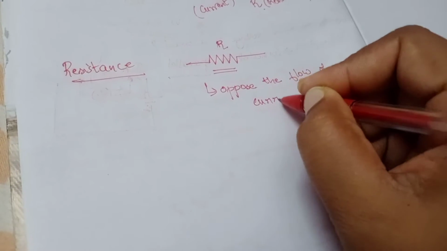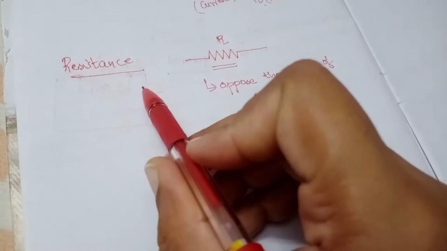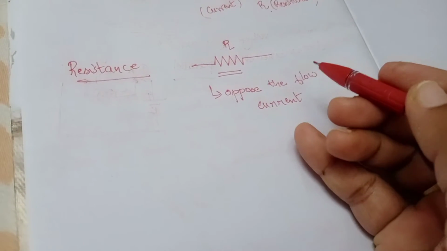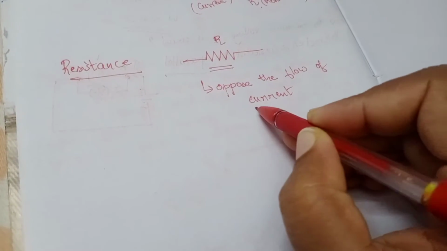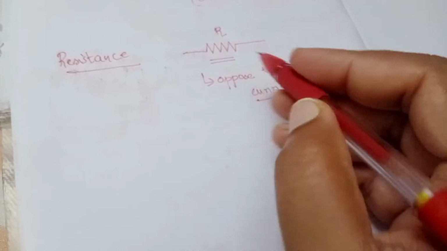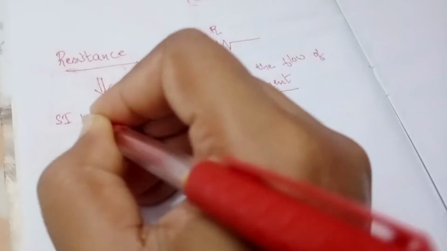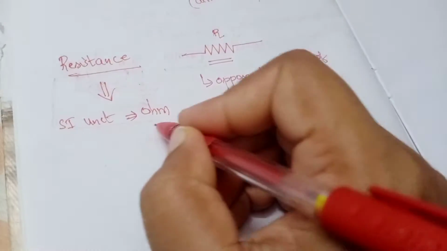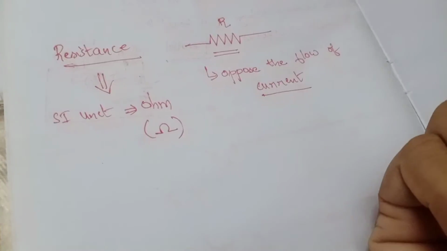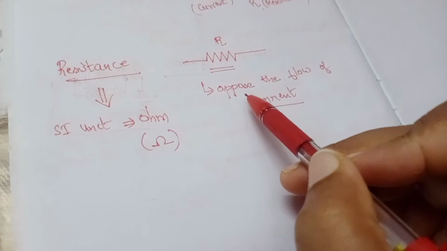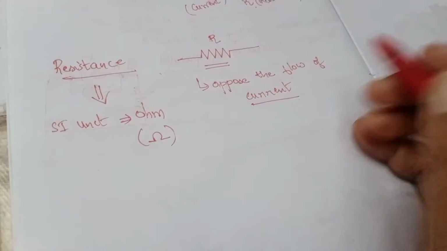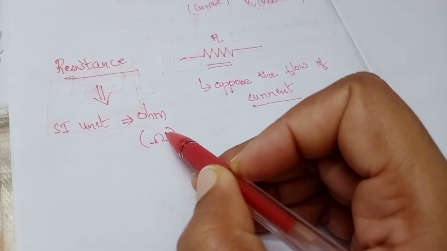What do we mean by opposing? Opposing means it blocks. So resistance means the property by which the current is blocked, or it retards or decreases the flow of current. The SI unit of resistance is Ohm, O-H-M, and we will mark the symbol like this. So resistance is a property which opposes the flow of current, and resistors are used to block the flow of current. The SI unit of resistance is Ohm.